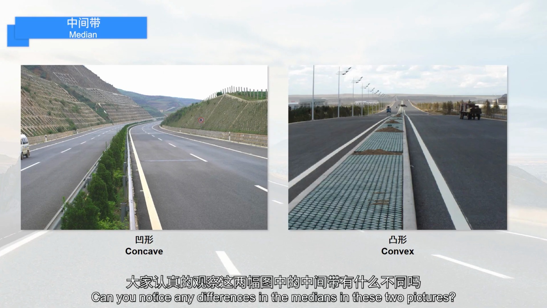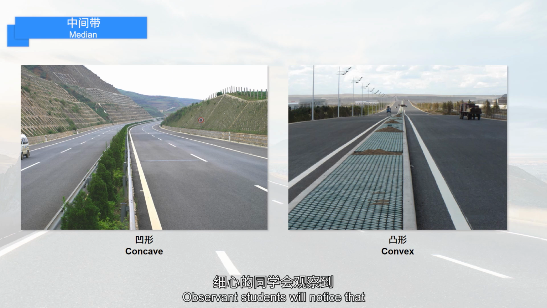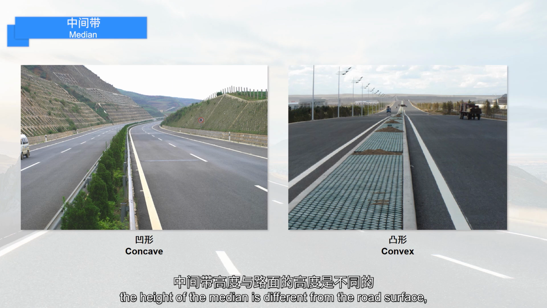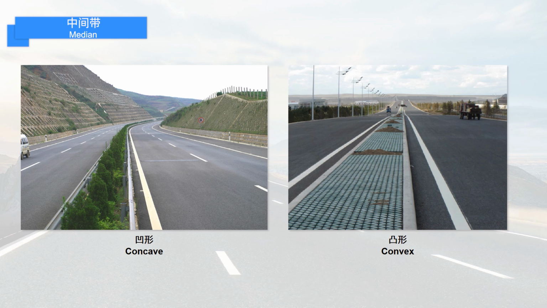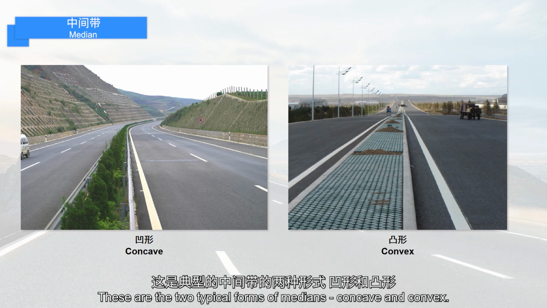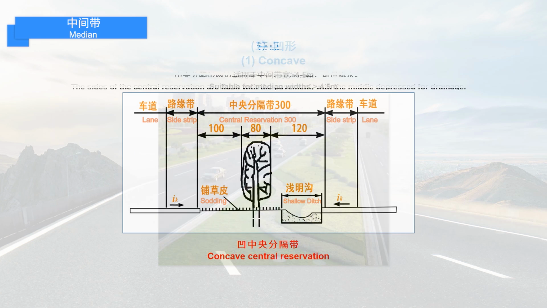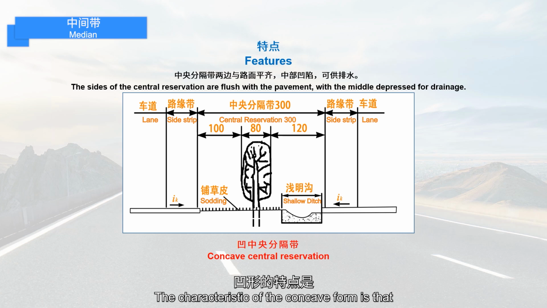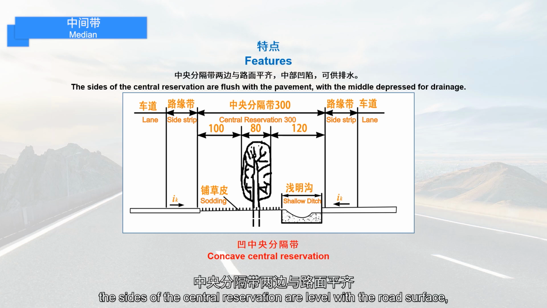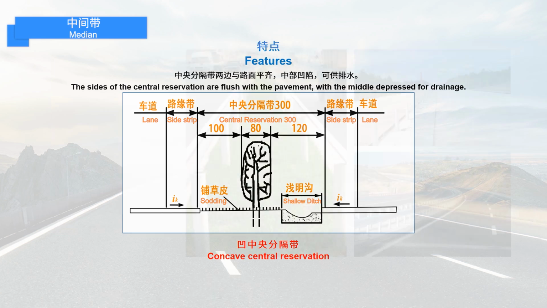Can you notice any differences in the medians in these 2 pictures? Observant students will notice that the height of the median is different from the road surface, one being lower and the other higher. These are the 2 typical forms of medians, concave and convex. Medians wider than 4.5 meters are suitable for the concave form. The characteristic of the concave form is that the sides of the central reservation are leveled with the road surface, but the middle is recessed for drainage.